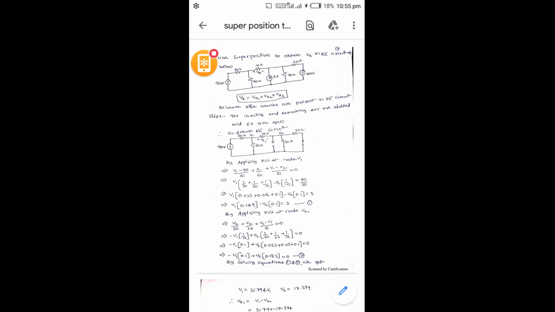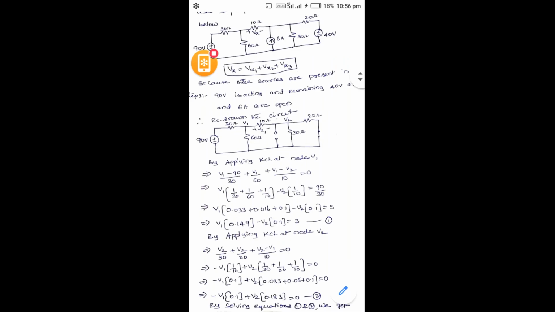where two or more sources are acting, we take one source acting and the remaining two sources are open or shorted. When the independent current source is acting, the remaining sources are shorted. So by using that condition, in step 1, the 90 volt source will be acting, the remaining 40 volt source shorted, and the 6 ampere source open. Now we can redraw the circuit and apply KCL at nodes V1 and V2.